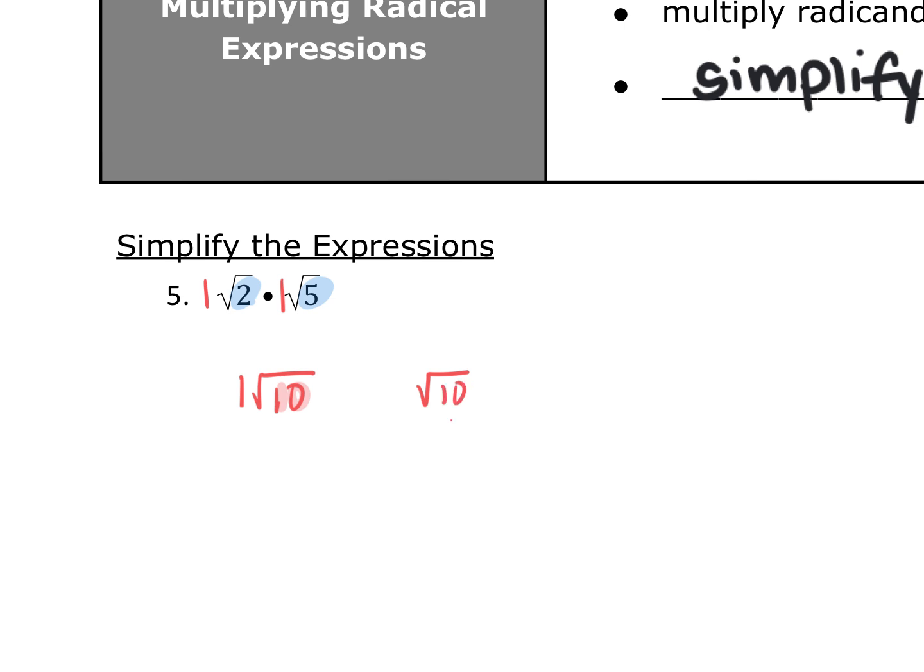But if I were going to break that 10 up, I would get a 2 and a 5, which do not have a pair. 2 and a 5 are not pairs. So I'm just going to leave it as the square root of 10 for my final answer.